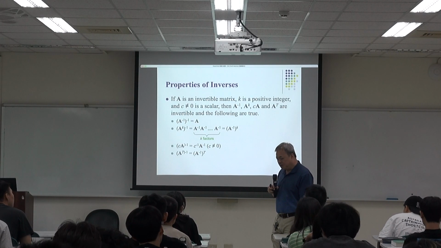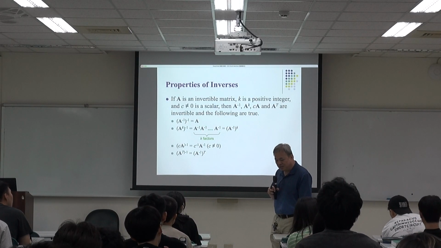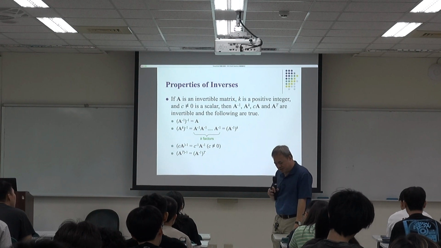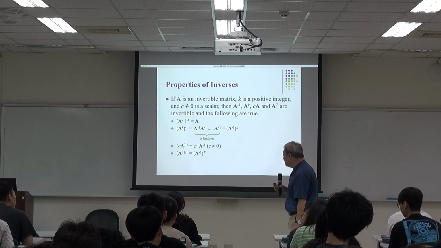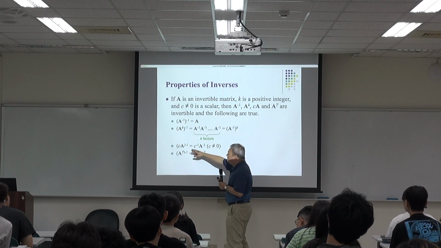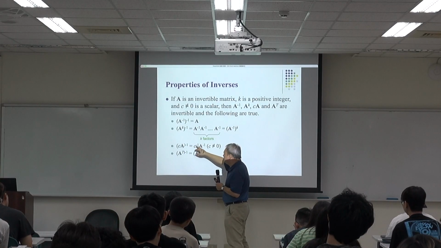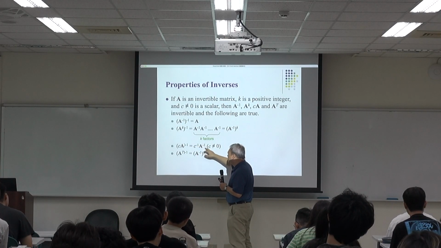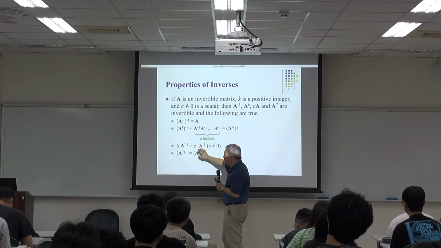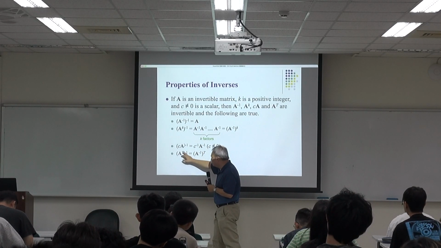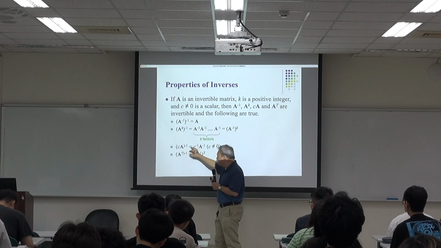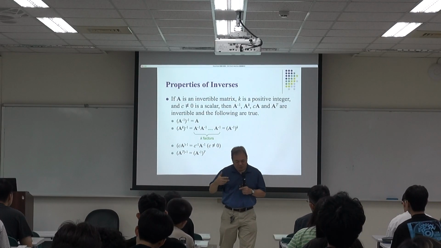So for case 2, this is obviously the base case, and you can do the induction steps. So (CA) inverse is C inverse times A inverse. You can verify this easily. And (A transpose) inverse is equal to (A inverse) transpose. Again, you can verify this.